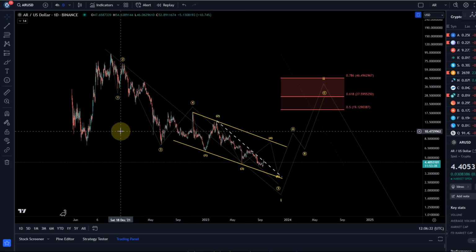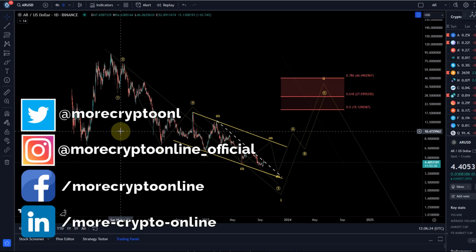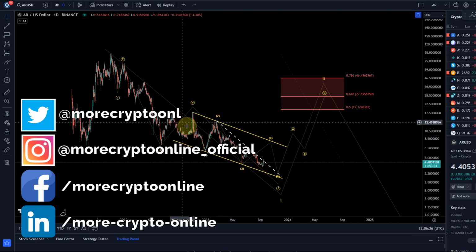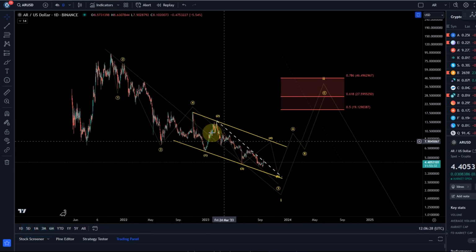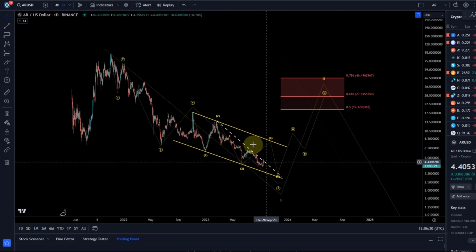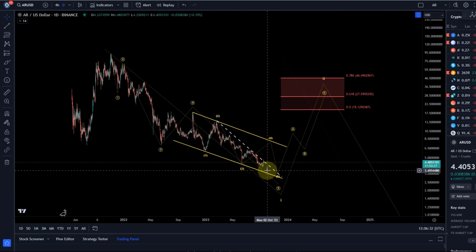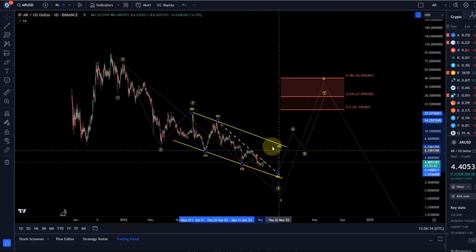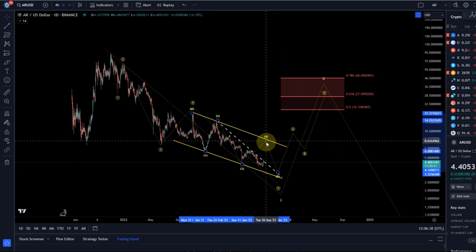On the Arweave chart I have the same problem that I have on the Algorand chart. The last ending diagonal down here is so weak. It hasn't even had the motivation to create a decent fourth wave. So I'm still watching if a fourth wave can occur.